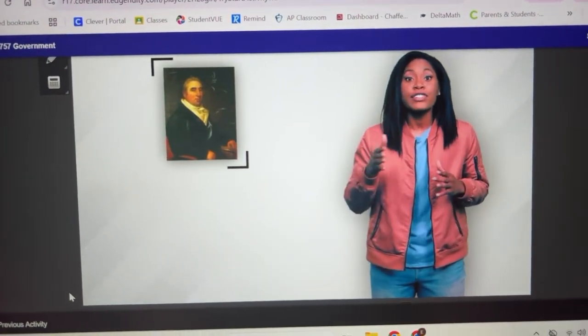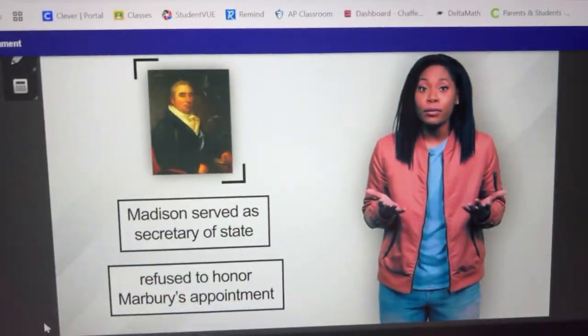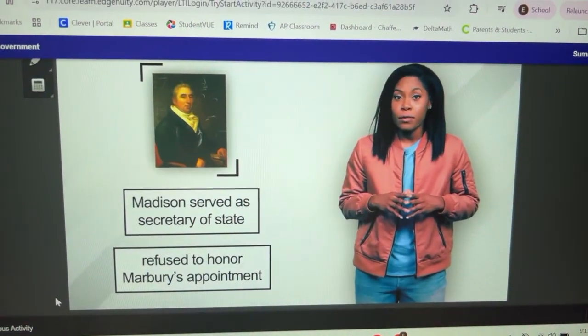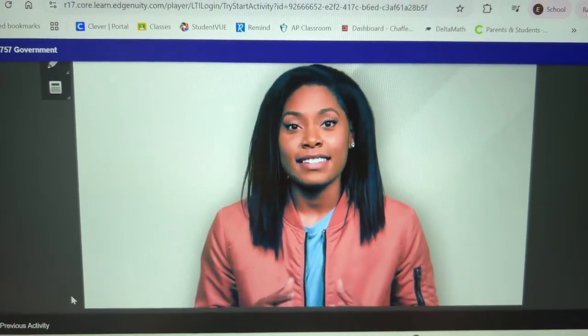Why? Well, here's James Madison. He was President Jefferson's Secretary of State, and Jefferson told Madison not to follow through on Marbury's appointment. Madison basically said it doesn't matter that he was appointed by Adams. I'm not giving him the job. So that's the background. Let's take a closer look at the case.